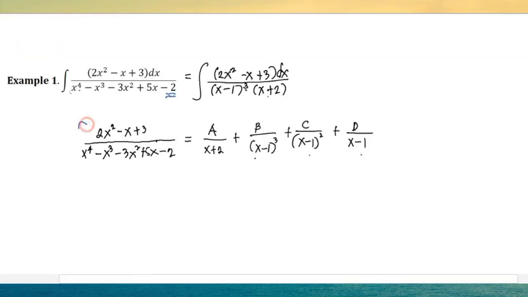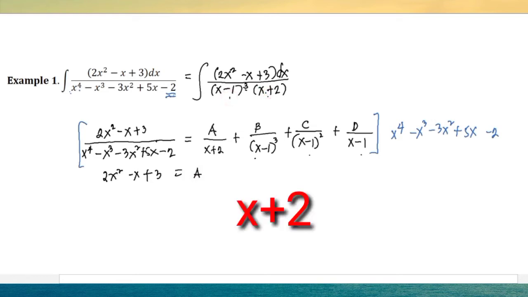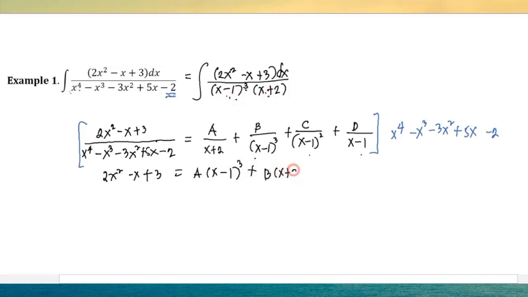So what we are going to do is multiply everything by the denominator, x to the 4th minus x cubed minus 3x squared plus 5x minus 2. So on the left side of the equation, only the numerator remains, which is 2x squared minus x plus 3. And on the right side of the equation, we have A. Since our factors are this and this, the x plus 2 will cancel, and what remains here is x minus 1 cubed. And here, B, x minus 1 cubed cancels, so what remains is x plus 2.